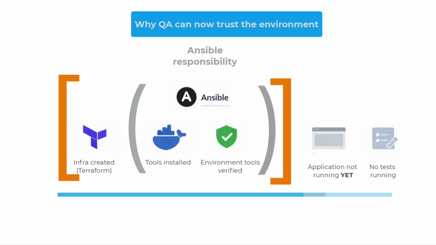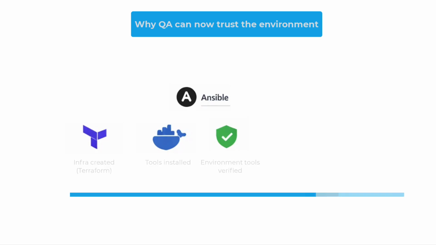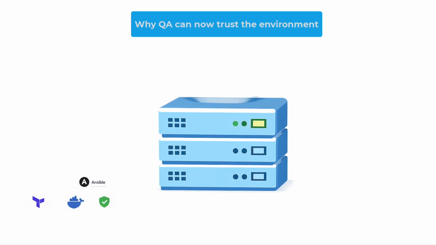So why can QA now trust the environment? It's fresh, newly created, verified, and asserted. That is why QA can now trust the environment before testing even starts. What you're seeing here is one fully prepared, test-ready environment.